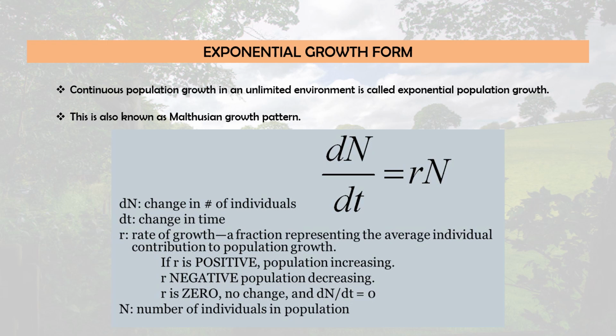From the equation dN by dt is equal to rN, we can plot the graph, where dN is the change in the number of individuals, dt is the change in time, and r is the rate of growth. If r is positive, then the population is increasing. If r is negative, then the population is decreasing. And if r is 0, then there is no change in the population, so dN by dt is equal to 0. And N, capital N, is the number of individuals in the population.